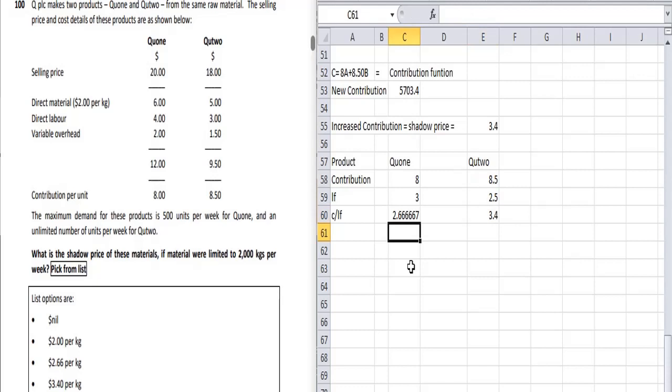Q2 has the maximum contribution, the highest contribution per limiting factor, so we will produce Q2 first, right? And Q2 has unlimited demand, so if we produce Q2, the whole limited resource will be spent on Q2. So you can see 3.4 contribution per limiting factor of Q2.